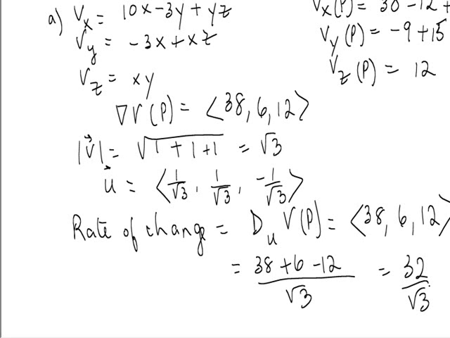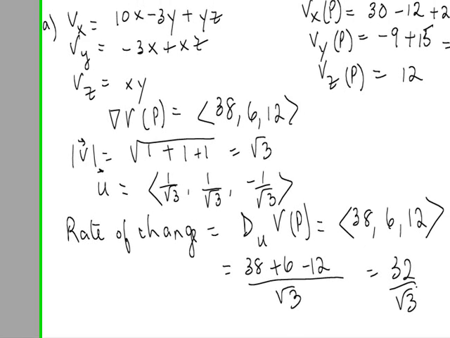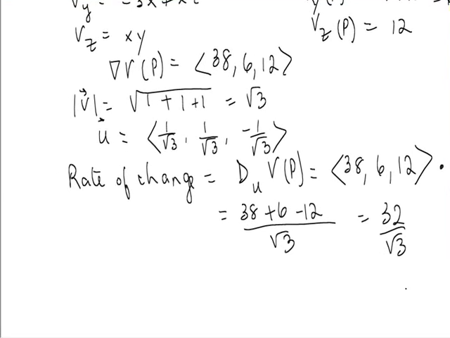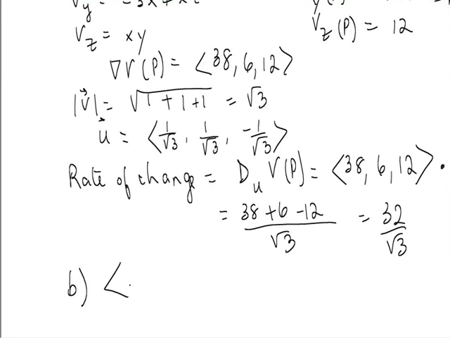In which direction does F change most rapidly at P? What would that be? 38, 6, 12. The gradient. Beautiful. So B is just a gradient: 38, 6, 12. That's all. Just write it.